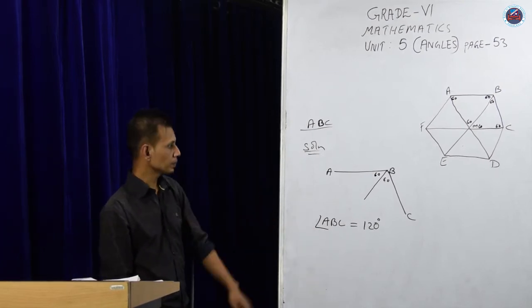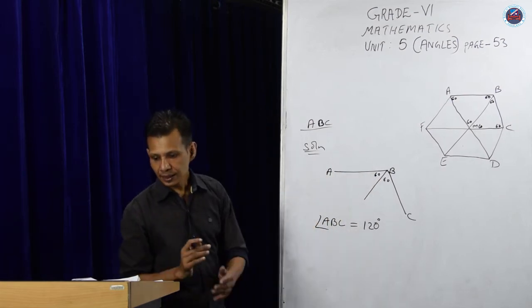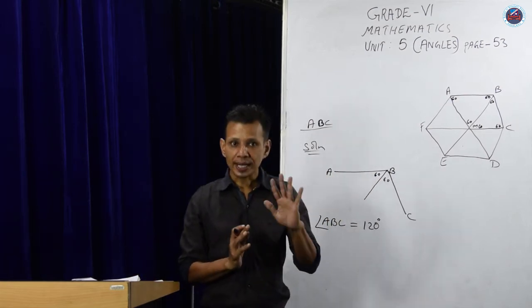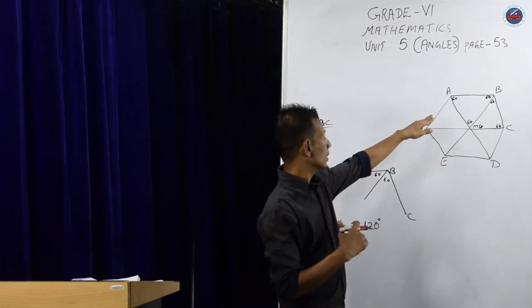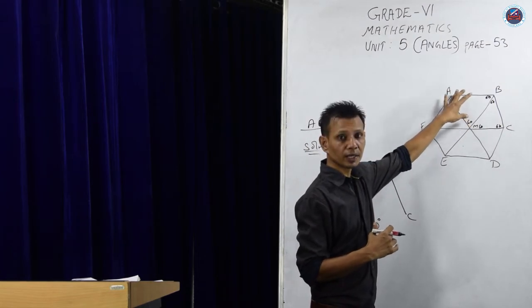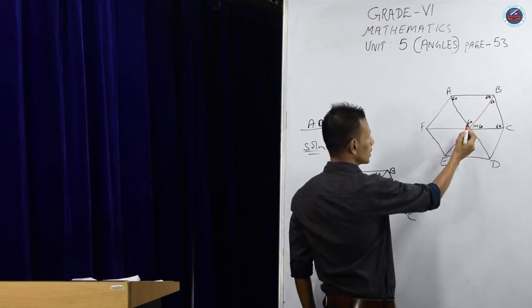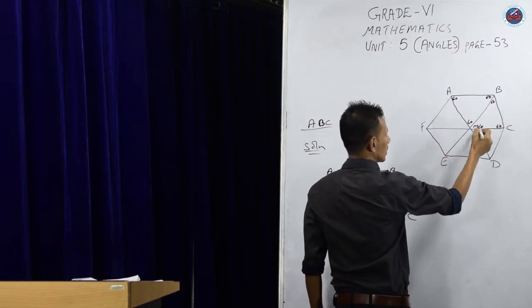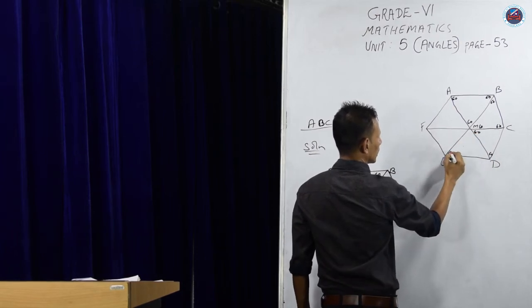Don't get confused. Your question says each triangle measures 60 degrees. Each triangle has three angles, right? So each angle of a triangle measures 60 degrees. First you fill up the diagram in this way, 60, 60, 60 everywhere, to avoid confusion, like that.